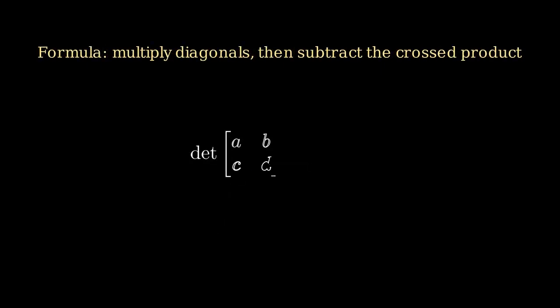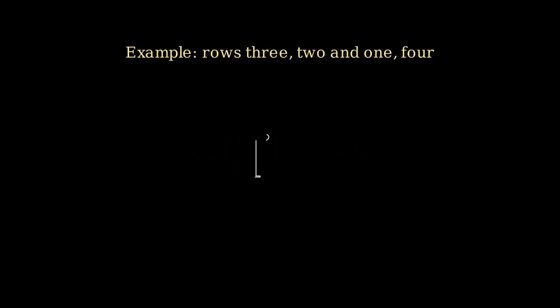For a 2 by 2 matrix, the determinant equals the top left entry times the bottom right entry minus the top right entry times the bottom left entry. Take the matrix with top row 3, 2, and bottom row 1, 4. The determinant equals 3 times 4 minus 2 times 1, which equals 12 minus 2, which equals 10.